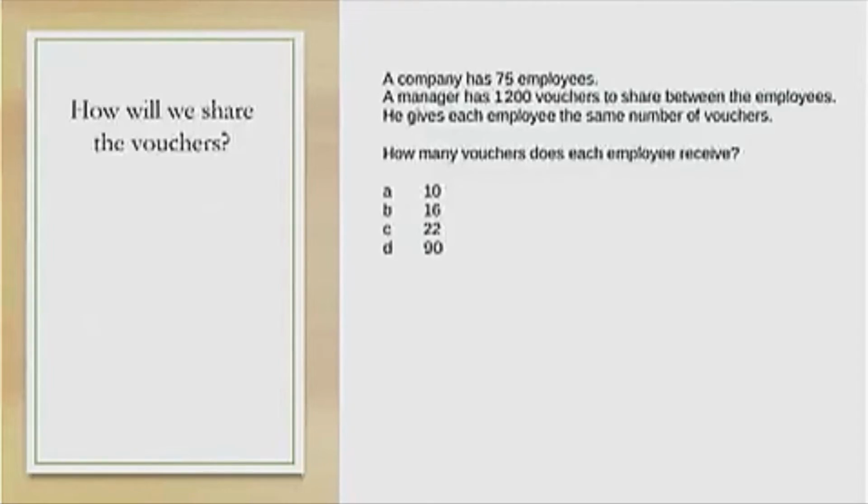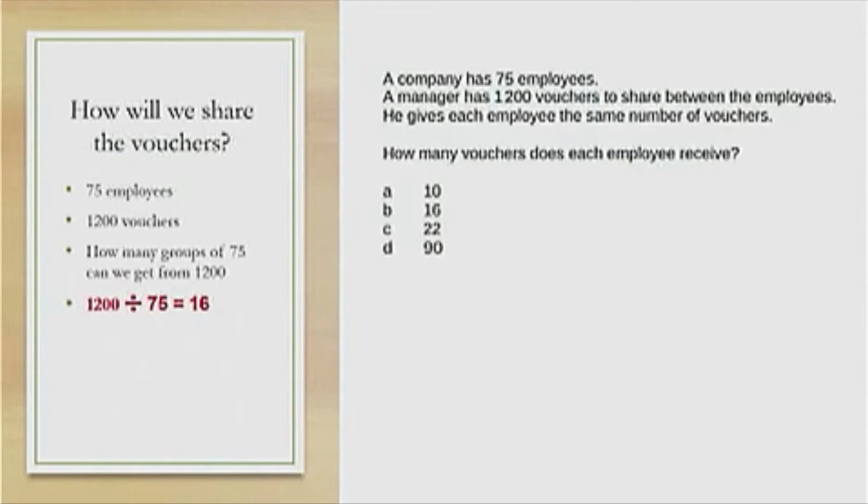So we're pretty much asking, how can he share the vouchers? And in a very efficient way, that is. So he has 75 employees. How many vouchers does he have? 1,200. That means he pretty much wants to know how many groups of 75 he can get out of 1,200. And he can determine that by dividing 1,200 by 75. And the answer is 16. So each employee will get 16 vouchers and not voucher. 16 vouchers. So your correct response for this one would be B.